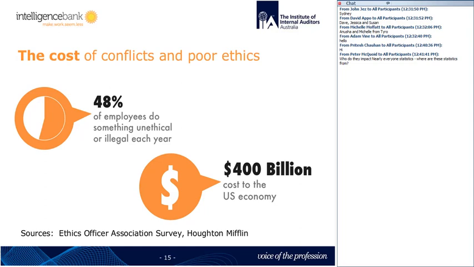And just a stat that I read about the U.S. economy is that it costs about $400 billion to the U.S. economy. Obviously the Australian economy is a bit smaller than that, but it would still have an effect in the billions to the Australian economy for staff behaving in an unethical fashion.